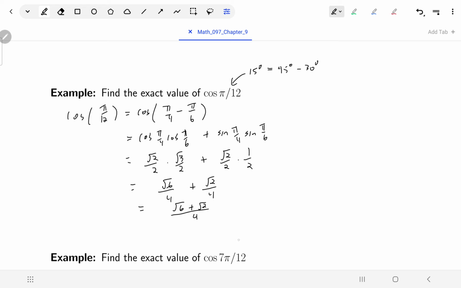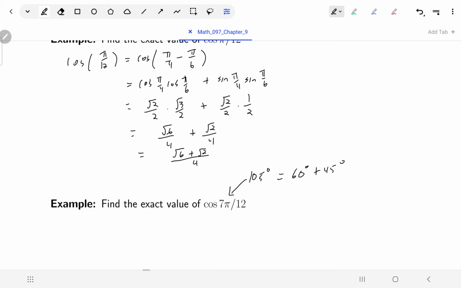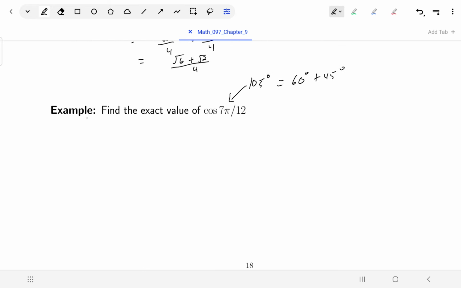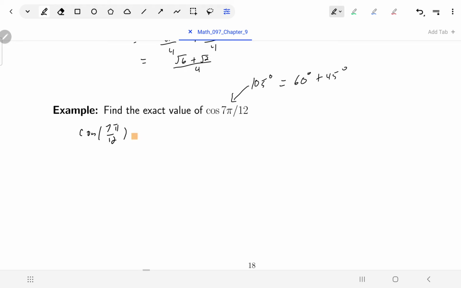If we're looking at this 7 pi over 12, if you were to turn that into degrees, you would see that that would be 105 degrees, which you could imagine as being 60 plus 45. So that means if I wanted cosine of 7 pi over 12, I would say, well, cosine of 7 pi over 12 is the same thing as cosine of pi over 3 plus pi over 4. Pi over 3 plus pi over 4, that's 60 plus 45, that's 105 degrees.